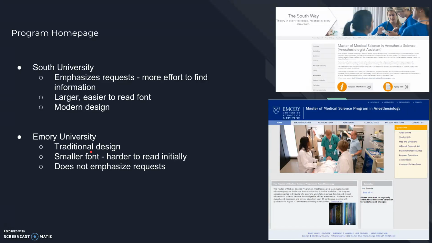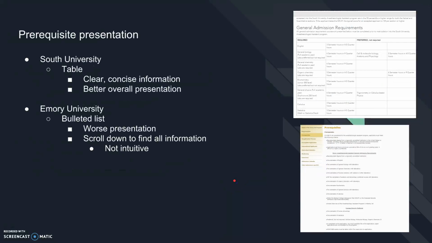The home page lays the foundation of the website experience. South University emphasizes requests and more effort to find information. That being said, their website still has a much easier font to read. Emory University has a traditional and a smaller font that make it harder to read and doesn't look as user-friendly. The website does not emphasize requests, as all of the information that a student needs is on the website, as we will later see. We will now look at prerequisite presentation.